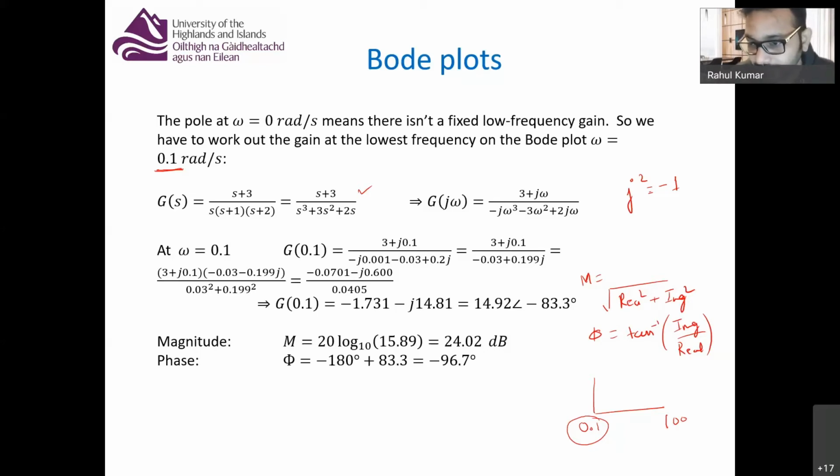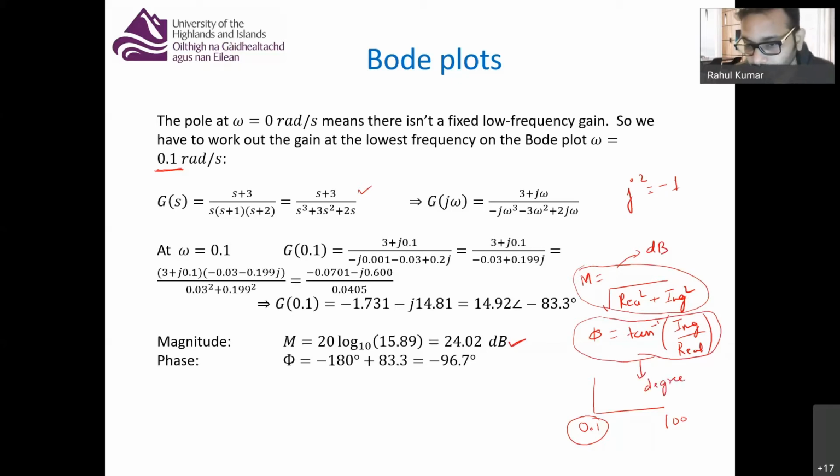But basically from this you will get a number, right? A unitless number. And if you remember, we have to convert it into decibels. So from whatever value you are getting, you will convert it into decibels. And again, whatever value you are getting from the phase, you have to convert it into degrees.